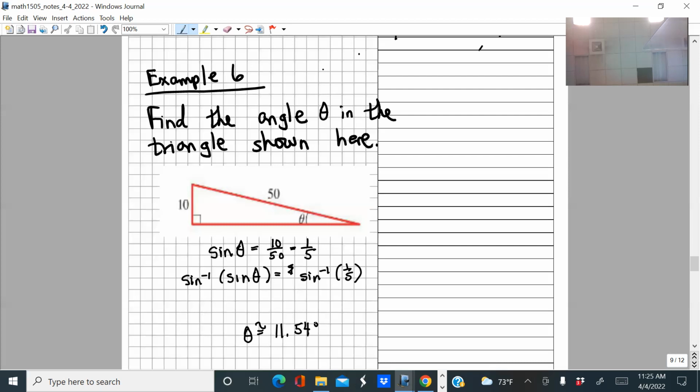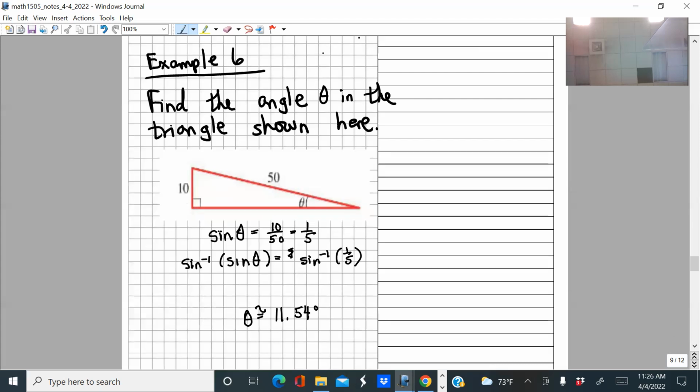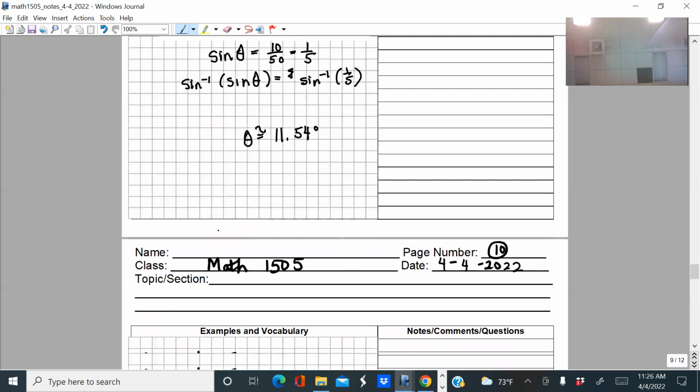See, in solving right triangles, we don't just have to solve for lengths of sides, but we can also now solve for angles as well by using our inverse trig function knowledge.